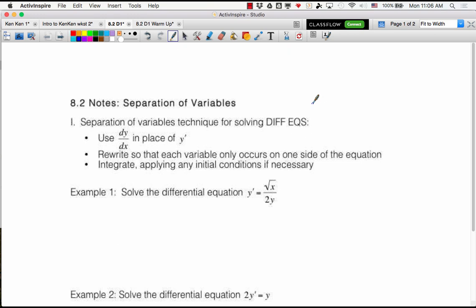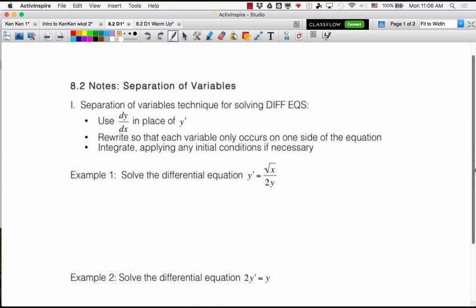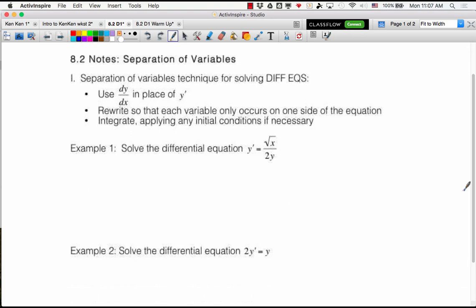And welcome to this lesson, section 2 in chapter 8, separation of variables. These questions on the AP test, when they show up, notice I said when, not if. When they show up, you will have to use the separation of variables technique.